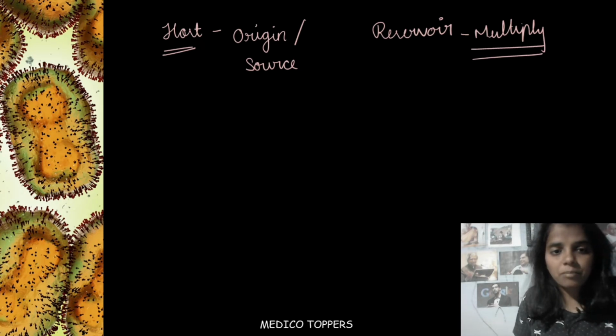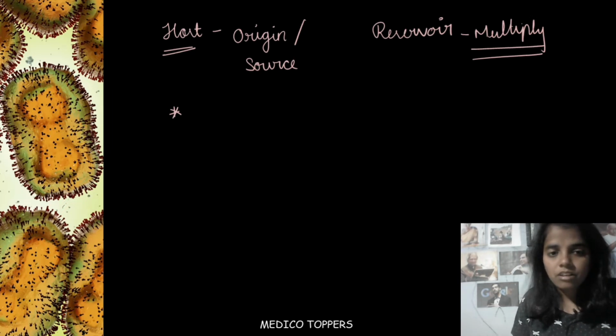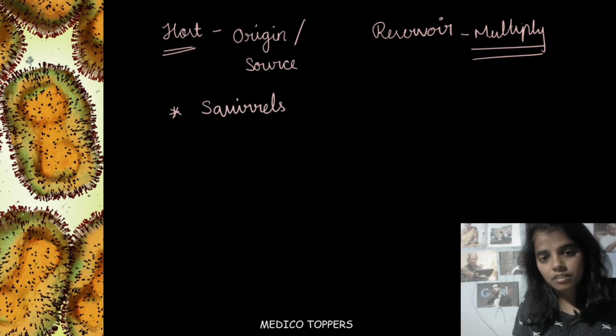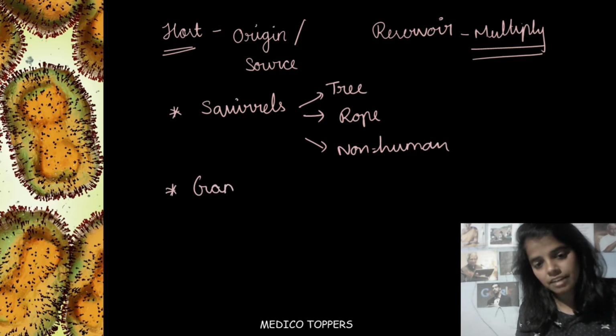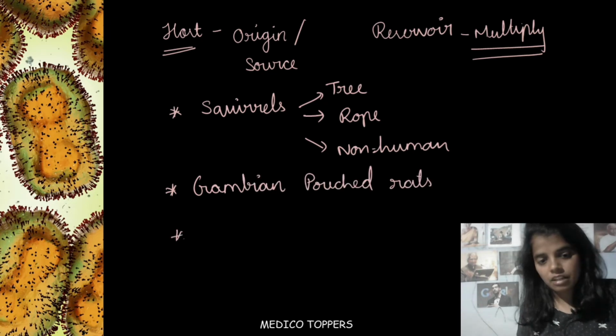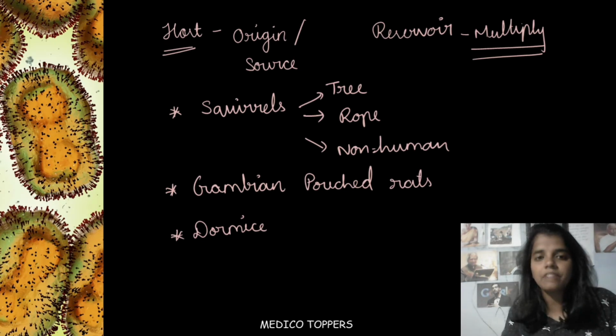In case of the monkeypox virus, we already know that the disease originates from animals. So here the hosts were different types of squirrels, tree squirrels, rope squirrels, non-human primates, and Gambian pouched rats, then dormice. More research is still being conducted to identify the host and reservoir exactly. So let's see what's next.